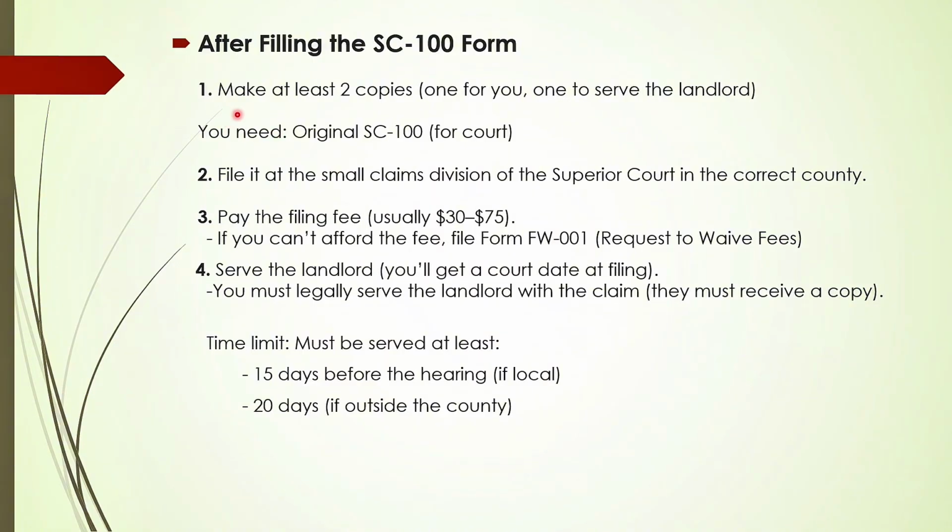After completing the SC-100 form, number 1, make at least 2 copies, one for you and one to serve the landlord. You need the original SC-100 for court. And number 2, file it at the small claims division of the Superior Court in the proper county. On number 3, pay the filing fee, usually $30 to $75. If you can't afford the fee, file form FW-001 to request to waive fees.